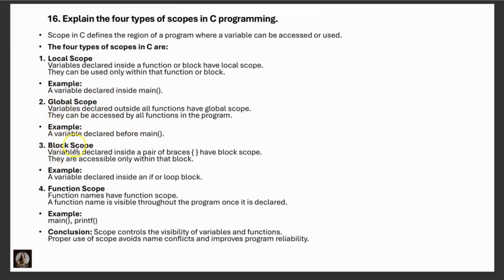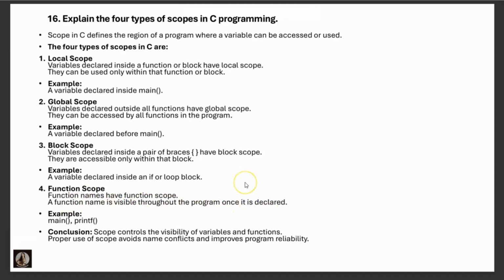The third one is block scope. The variables declared inside a pair of braces have block scope, they are accessible only within that block. Clear? For example, a variable declared inside an if or loop block, which is used only within that block. The fourth one is function scope. Function names have function scope. A function name is visible throughout the program once it is declared.